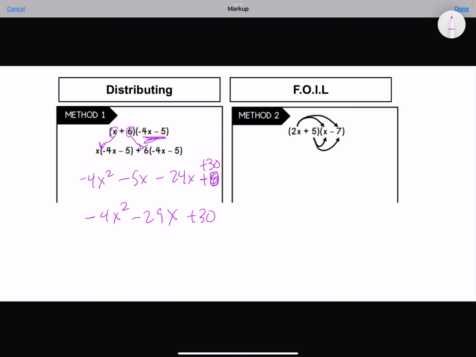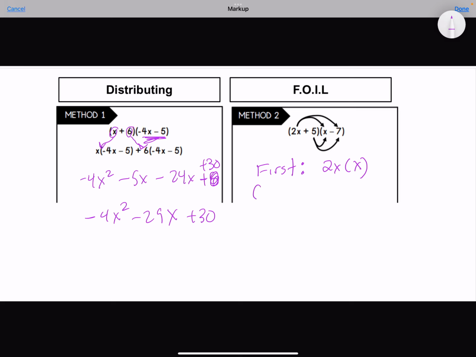Now, the FOIL method. This, I will tell you, is how I learned it. This is the only method I remember learning, and we even called it FOIL. So it's the first: you're going to multiply your first two terms. So I'm going to multiply 2x times x.